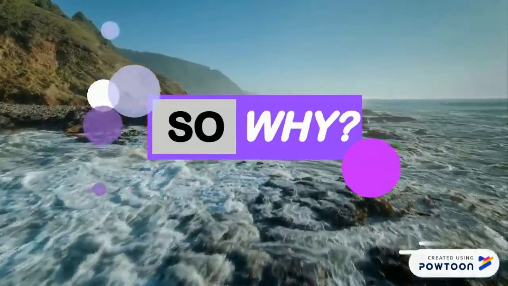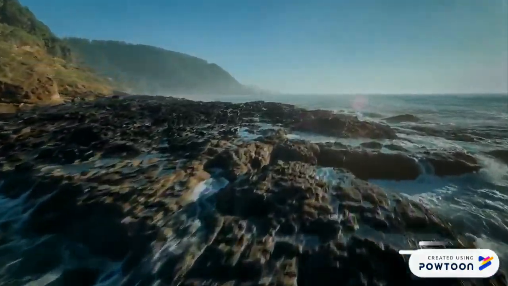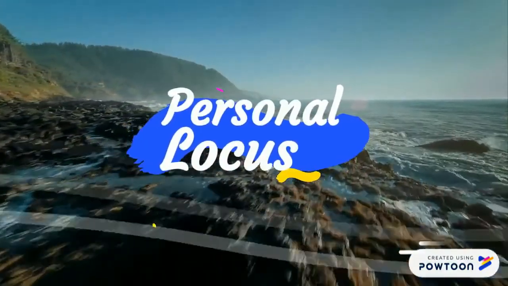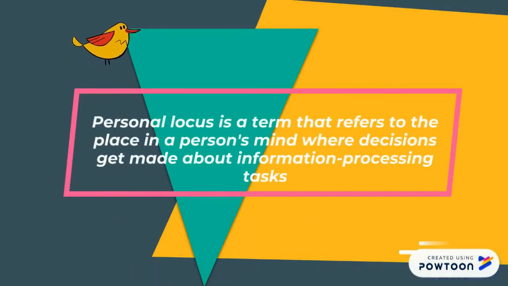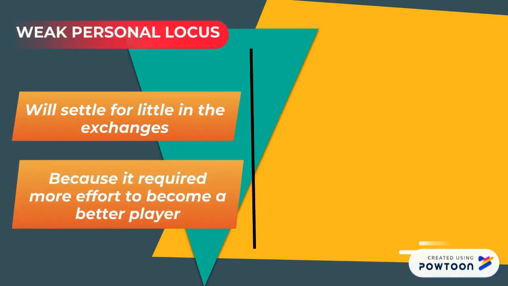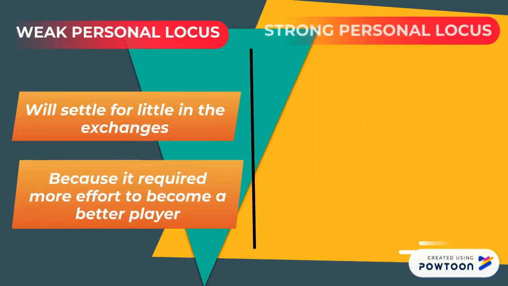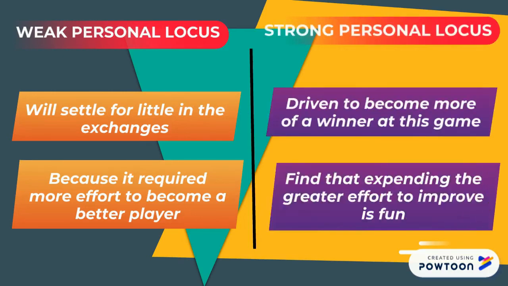So why do some people follow the default strategy while others follow the media literacy strategy? The answer lies in the strength of one's personal locus. Personal locus is a term that refers to the place in a person's mind where decisions get made about information processing tasks. People with a weak personal locus will settle for little in the exchanges. This is because they think it requires more effort to become a better player, while people with a strong personal locus are driven to become more of a winner in this game. They also find that expending the greater effort to improve is fun.